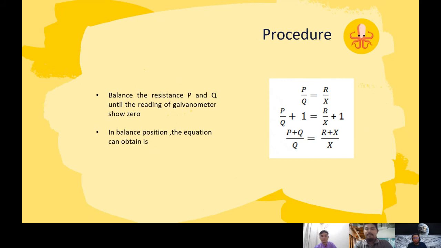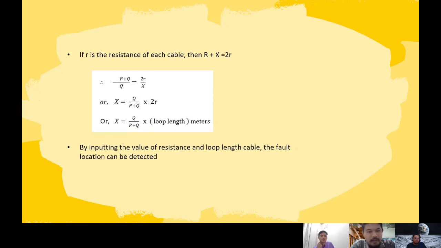This is also the same as before. We need to balance the resistances P and Q until the galvanometer reading shows 0, and the balance equation can be obtained. The final equation is P plus Q over Q equal to R plus S over S. If r is the resistance of each cable, then R plus S equals 2r. Then we replace R plus S with 2r in the equation, and we get P plus Q over Q equal to 2r over X.